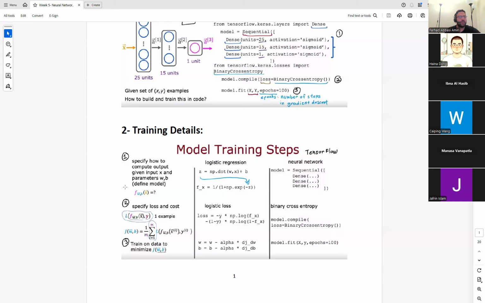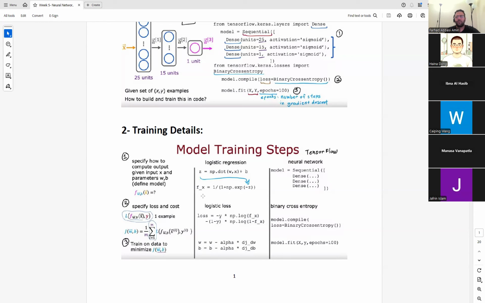And you remember that for logistic regression, Z was W dot X plus B, right? The dot product of W and X, plus B. And then f of x, which was equal to g of z, gives us the output, the probability of being one. In logistic regression, the output f of x shows the probability of y being one, right?